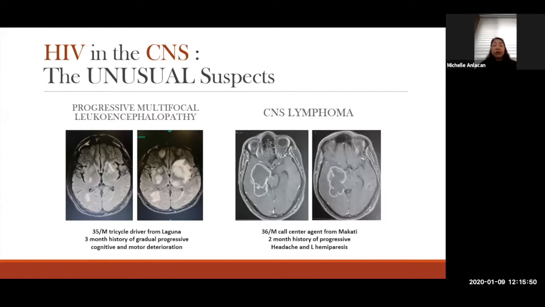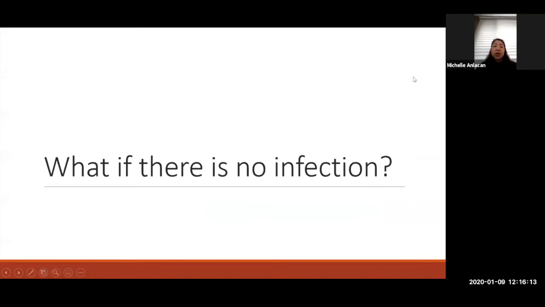And on the right is a CNS lymphoma. You might say, what is a tumor doing in a patient with HIV? Well, immunocompromised patients and immune deficient patients can have a triggering of tumor mechanisms, and that is why they are also prone to central nervous system lymphoma. Next, please. So those are the unusual and usual suspects.